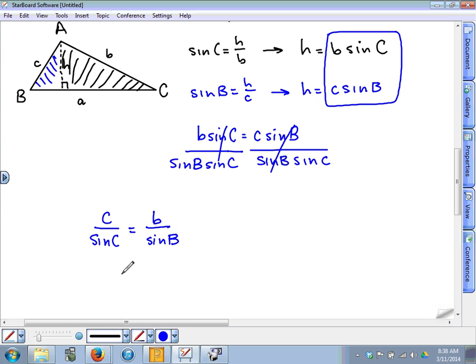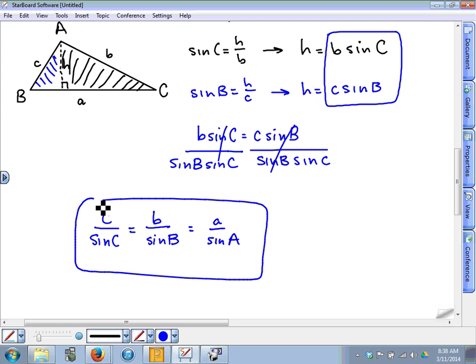Using a similar proof, we don't really have time for it, but we would also be able to add another piece to this: little a over sine of A. This right here is what's called the law of sines. C over sine C is equal to B over sine B, which is also equal to A over sine A.